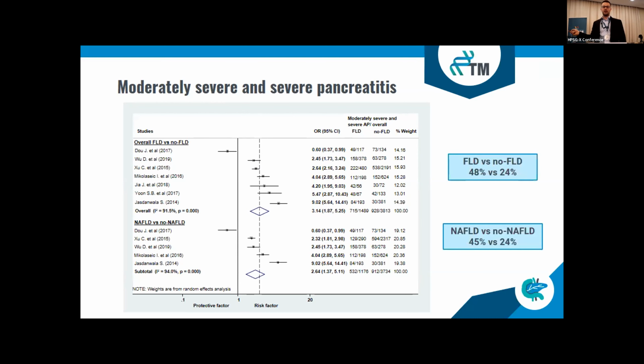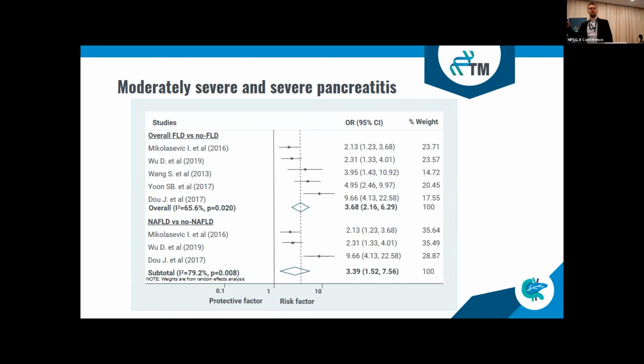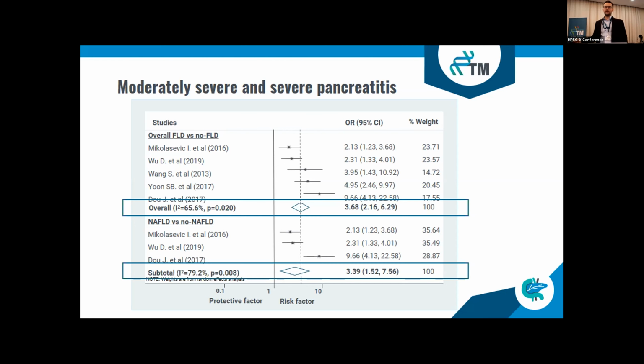And based on this, what we have found for the fatty liver disease versus no fatty liver disease comparison, if I translate this 3.1 odds ratio, it means that in the fatty liver disease group, there was almost a 50% rate of local or also systemic complications, so moderately severe or severe pancreatitis, compared to the no fatty liver disease group, which was only 24%. And the results were the same for the non-alcoholic fatty liver disease group. And this was also demonstrated when we pooled multivariable analysis for the severity out of the studies. What we have found is an odds ratio of over 3 for moderately severe and severe pancreatitis.